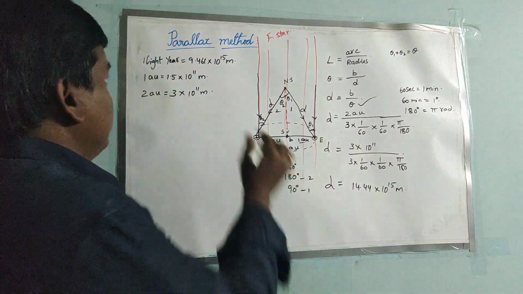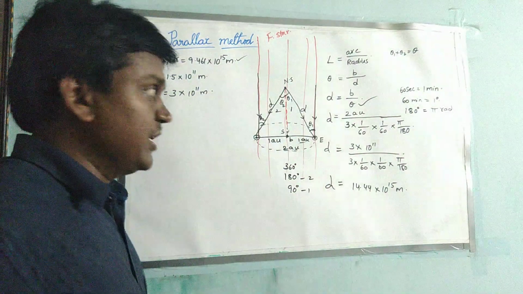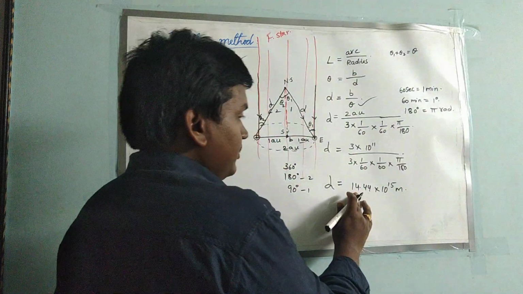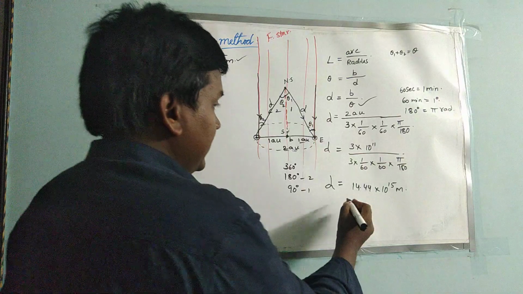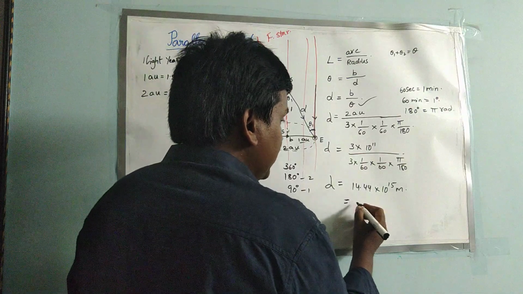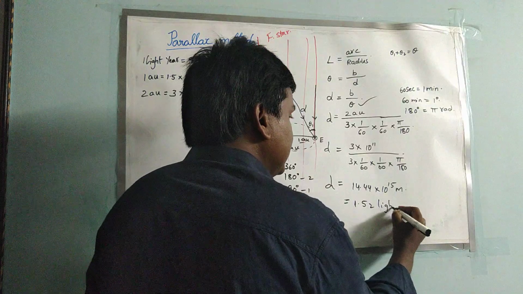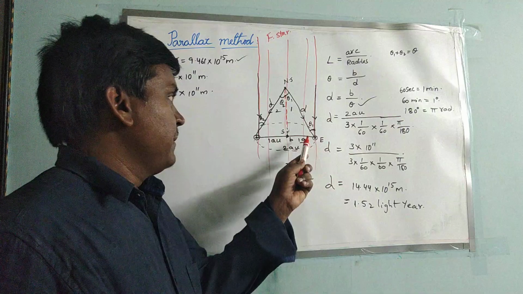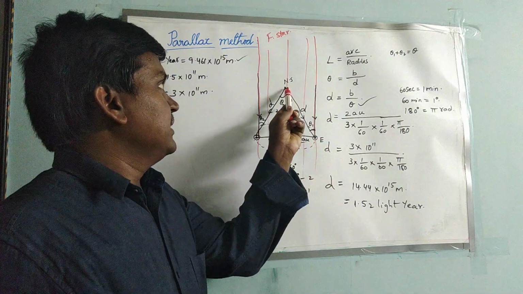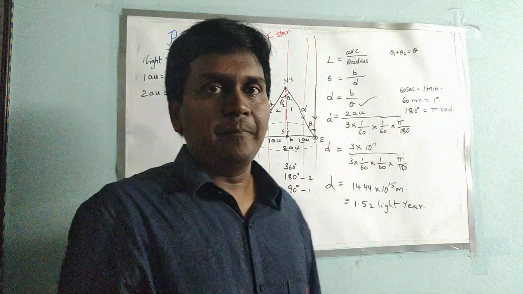What is a light year? The light year value is 9.46 into 10 to the power of 15 meter. And here we got 14.44, which means greater than 1 light year. It is approximately equal to 1.52 light year. That means 1.5 light year. The distance between the earth and this near star is 1.5 light year.